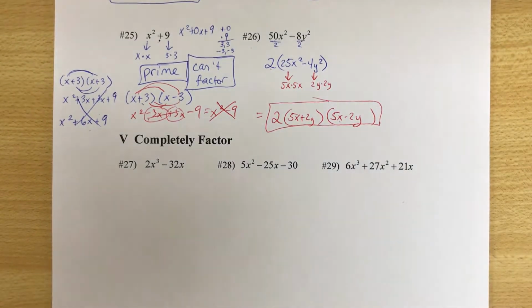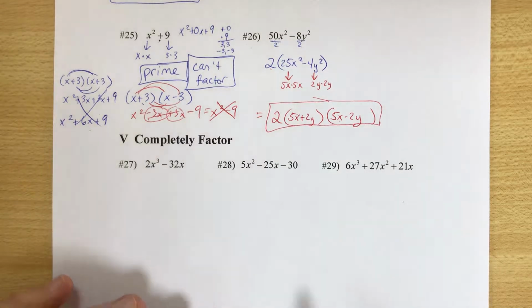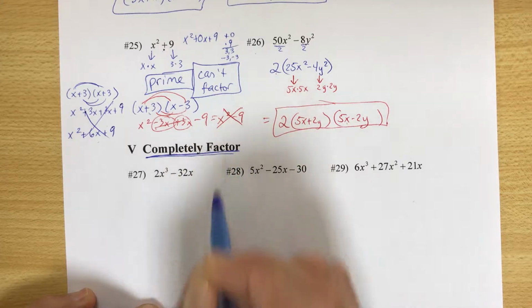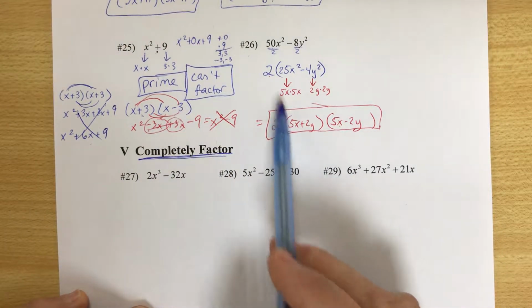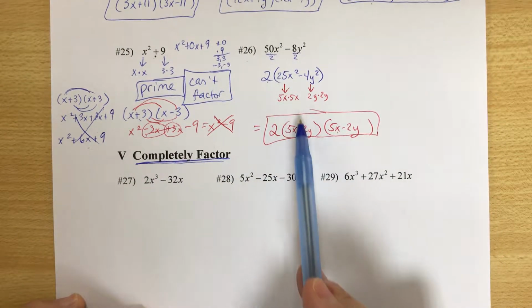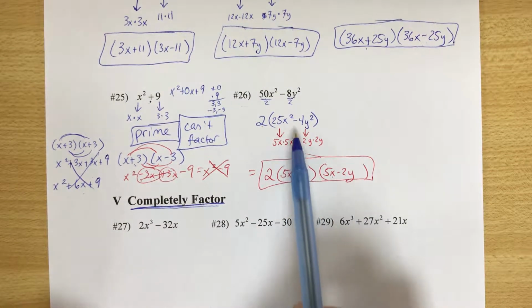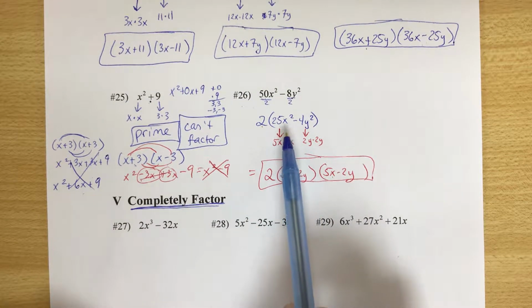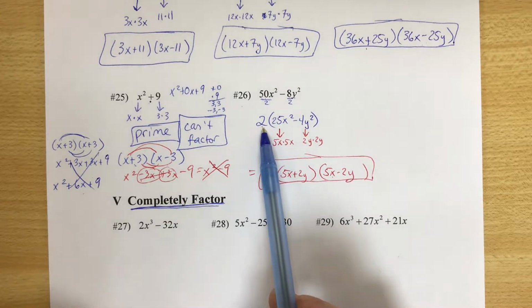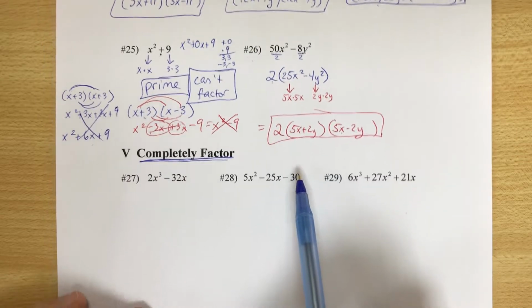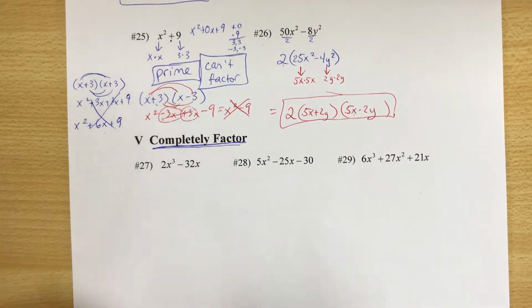So we have one last section here in factoring. It's a long section. This is called completely factoring. And what that means, it's actually, the last example we did, 26, was completely factoring. Because what happens is sometimes you need to factor twice. You might need to factor a greatest common factor and then go from there. So we'll do a couple more examples here.